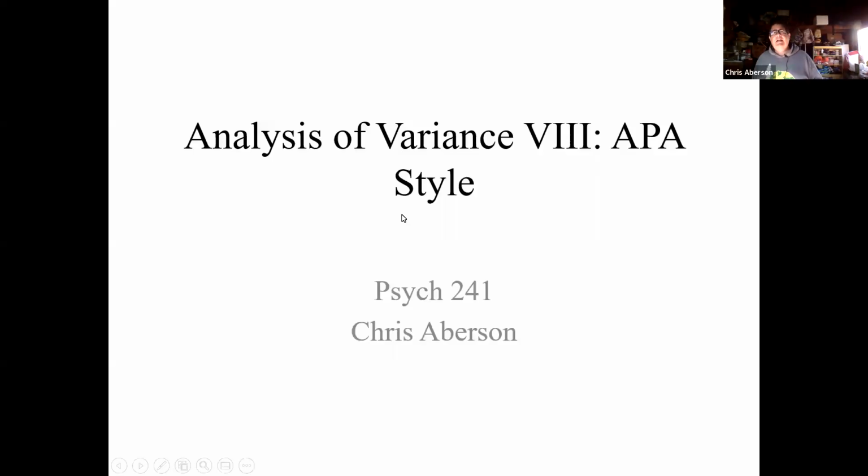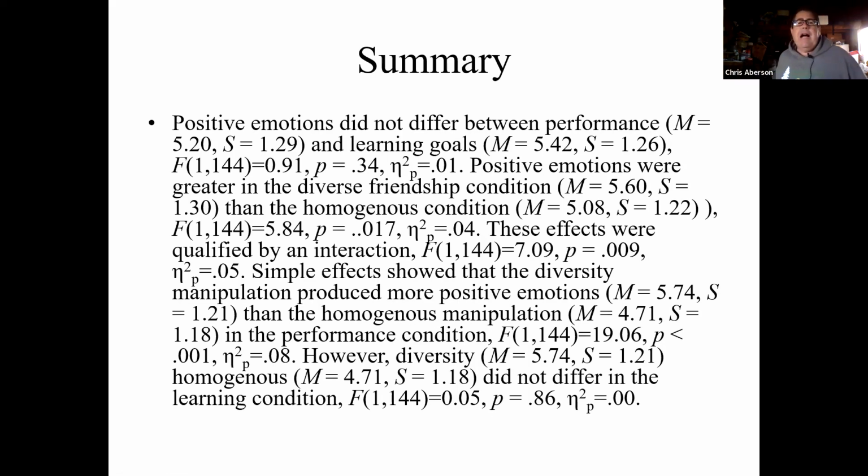All right, next up, and I think this is our final video on Factorial ANOVA, is APA style. Here, and you'll probably want to review this later, is a template for how we might do this. Main things I want to note is I start off with the main effects. And then I say these effects were qualified by an interaction. I give the values for the interaction, and then I talk about the simple effects. And that's where I give the different cell means.